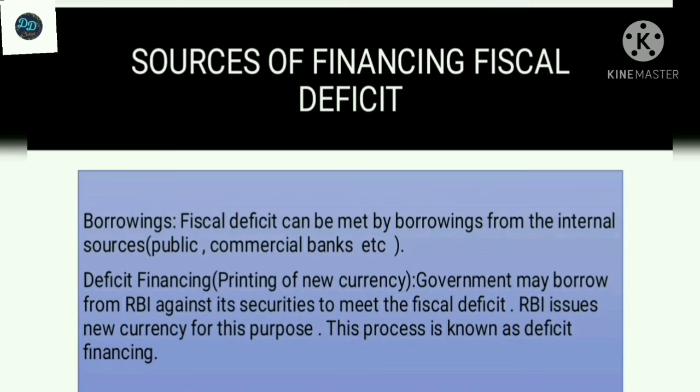The next one is sources of financing the fiscal deficit. The government has to look out for different options to finance the fiscal deficit. The main two sources are borrowings and deficit financing. The borrowings: fiscal deficit can be met by borrowings from internal sources, that is public and commercial banks, or external sources, that is foreign governments or international organizations. The second one is deficit financing. How? It is the printing of new currency. The government may borrow from the RBI against its securities to meet the fiscal deficit. The RBI issues new currency for this purpose. This process is known as deficit financing.